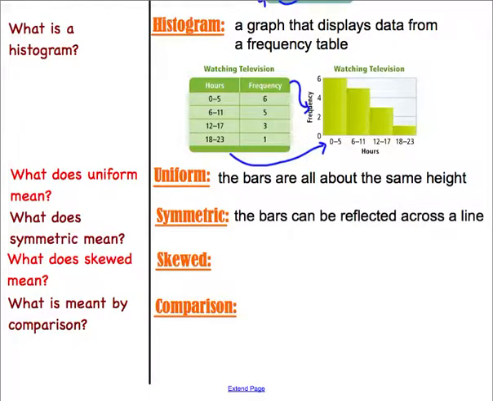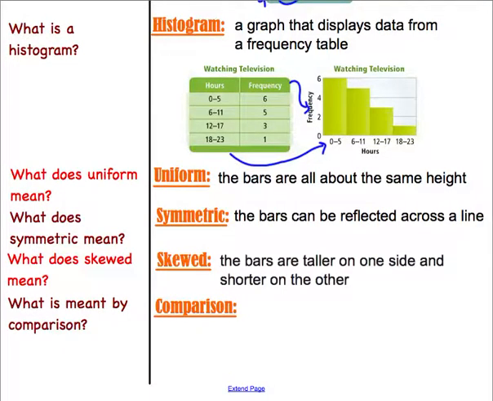Symmetric means that the bars can be reflected across a line. You could draw a line somewhere and fold the histogram in half, and you would have relatively the same pattern. Skewed, on the other hand, means the bars are going to be taller on one side and shorter on the opposite side.